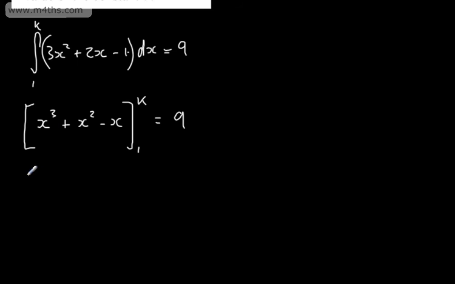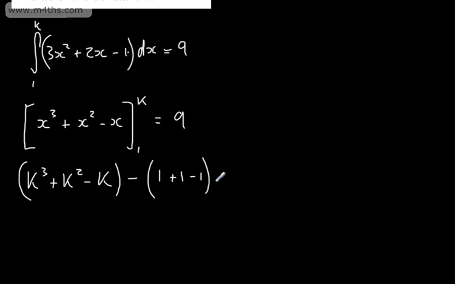Substituting in k, we've got now k cubed plus k squared minus k. We're going to subtract from that, substituting in the 1 cubed plus 1 squared minus 1, and that will be equal to 9. So what's that? 2 minus 1, so that's going to give me 1. So we've got now minus 1 on the end, and I'm going to subtract the 9. We can write this as k cubed plus k squared minus k minus 10 is equal to 0.